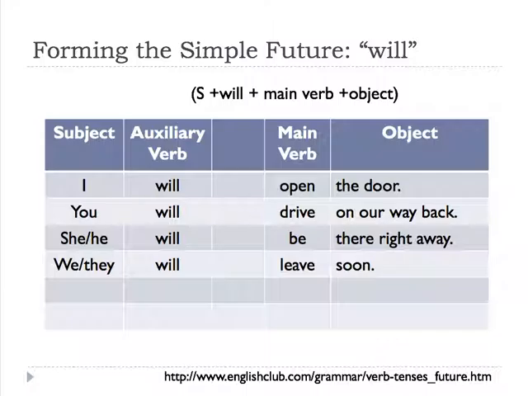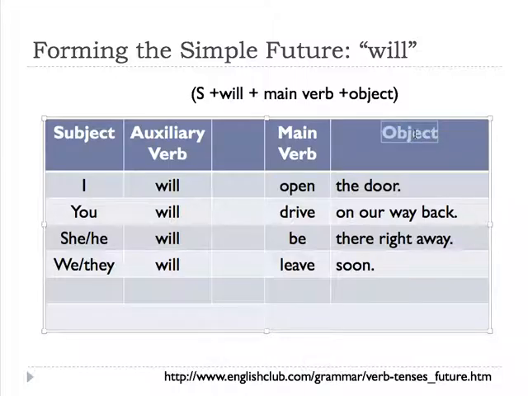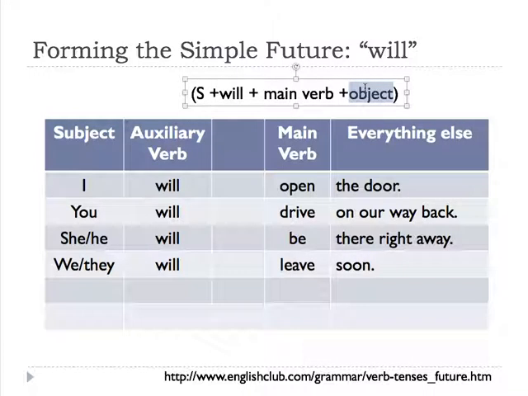So when you form the simple future with will, it looks like this. You have a subject, and then you put the auxiliary verb will, and then you use a main verb in the base form and an object, or whatever the rest of the sentence is. So I will open the door. You will drive on our way back. She will be there right away. So this is really everything else instead of an object, right? Everything else.